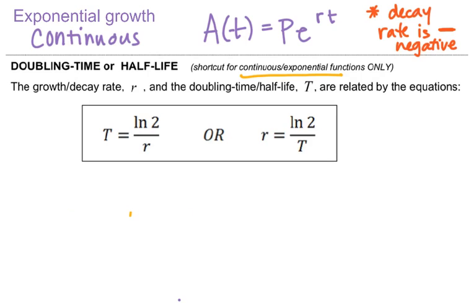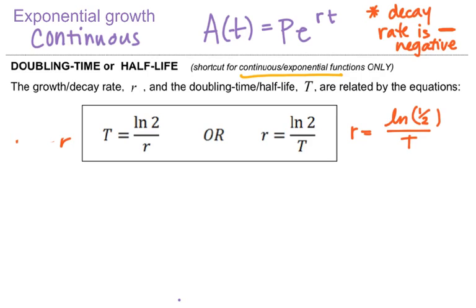Okay? But this would also be the same if you wrote that formula, r equals the natural log of 1/2 over t, or t equals the natural log of 1/2 over my negative rate. It's going to give you the exact same answer.